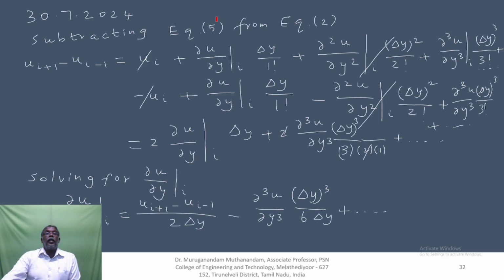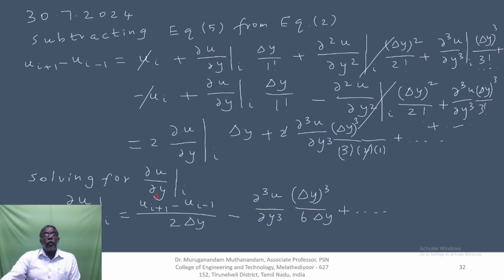When we subtract equation 5 from equation 2, what we obtain is ui plus 1 minus ui. The right hand side we have to manipulate, with a lot of mathematical addition, subtraction, simplification. Finally, you obtain the equation like this. Now solve for partial u upon partial y again. We obtain the approximation like this.